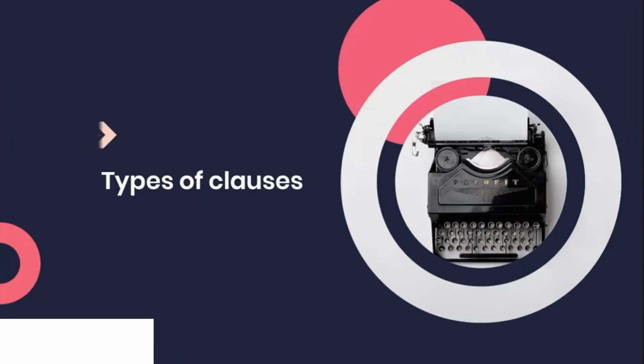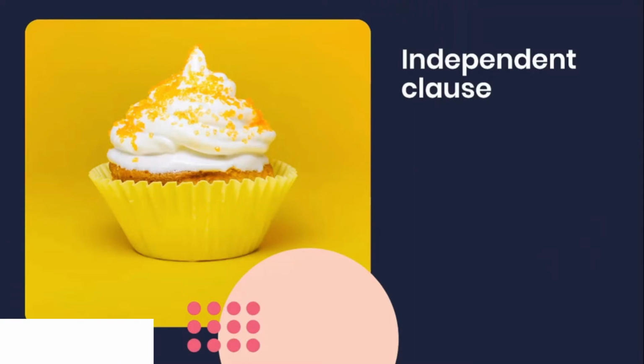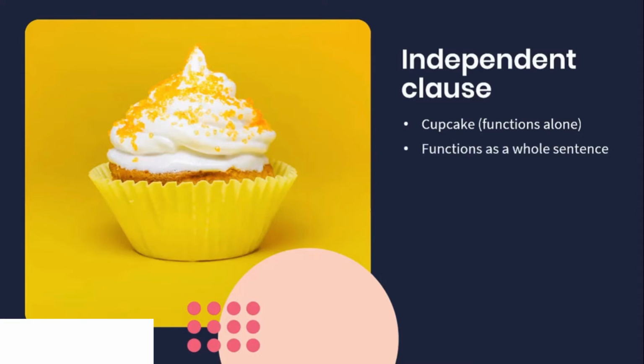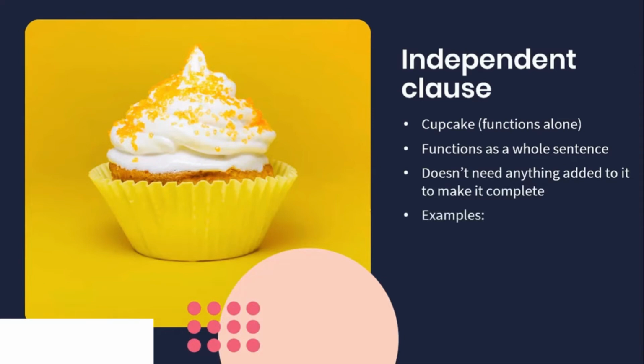Now, there are a few types of clauses that you need to know about. Firstly, there's the independent clause. If clauses are pieces of cake, then an independent clause is a cupcake. It can stand completely on its own. An independent clause functions as a whole sentence. It doesn't need anything else added to it to make it whole or complete. Some examples of independent clauses are as follows. She smokes cigarettes. Many cats like being stroked.